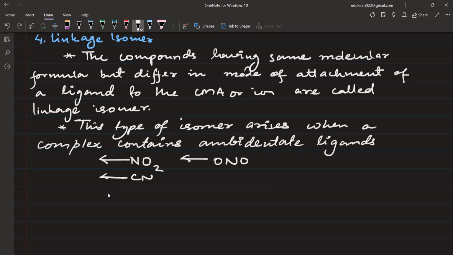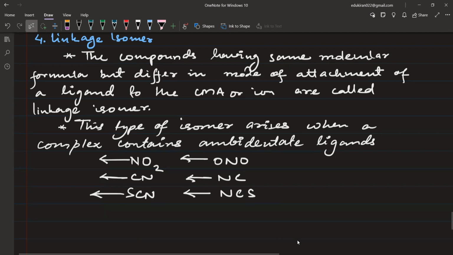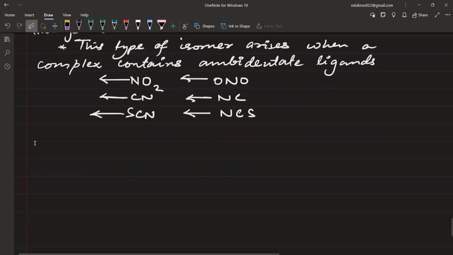Similarly, you have CN, which binds with carbon, and NC, which binds with nitrogen. You have SCN binding with sulfur, and you have NCS, which binds with nitrogen. Okay, so when these ligands are present, then we are going to get linkage isomers. Write this down. And then write this question.